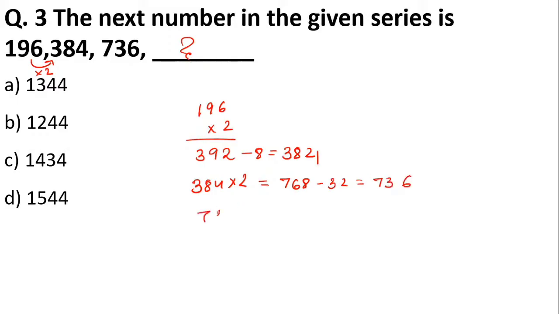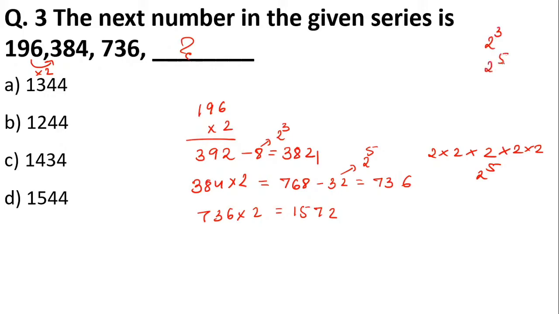Next, 736 into 2 is how much? 1472. If you look at these numbers, what can we say about 8? 8 is the cube of 2. And 32 is 2 to the power of 5, right students? 2 into 2 into 2 into 2 into 2. When you write 2 five times, we call it 2 to the power of 5. So the first is 2 to the power of 3, the second is 2 to the power of 5, so definitely this will be 2 to the power of 7. And the value of 2 to the power of 7 is 128.